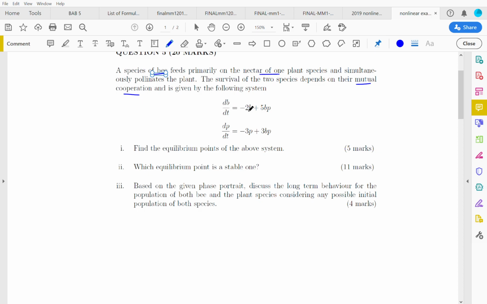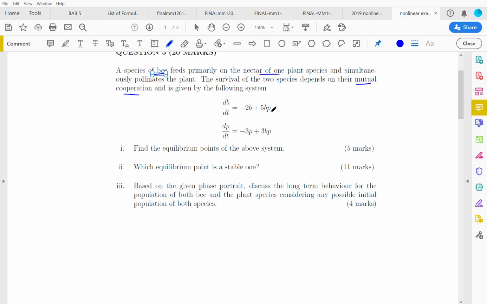Okay, so what do the terms mean here? If the plant does not exist, the bee population will decline. And if the plant exists, then the interaction between the bee and the plant leads to the growth of the bee population. That's why we have a negative sign here in the absence of the plant, and positive if the plant exists and they interact with each other.